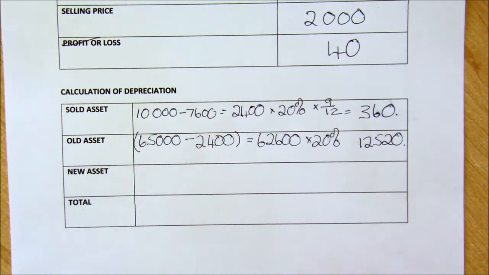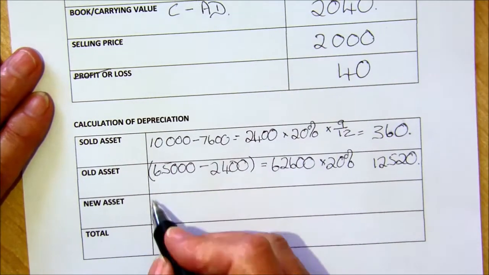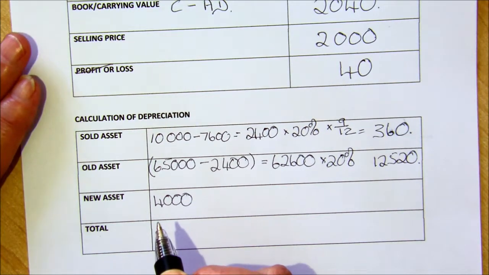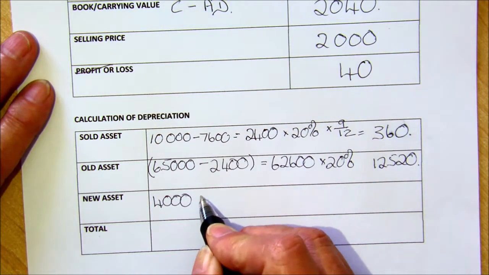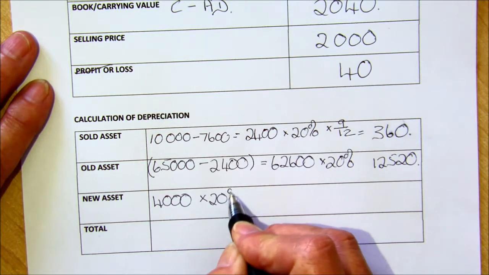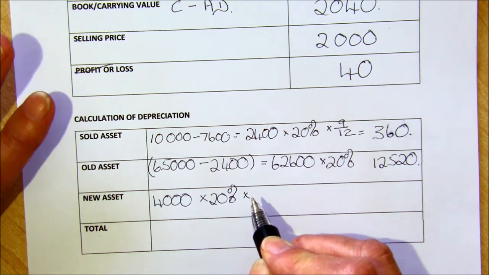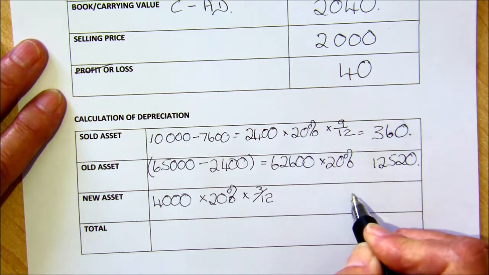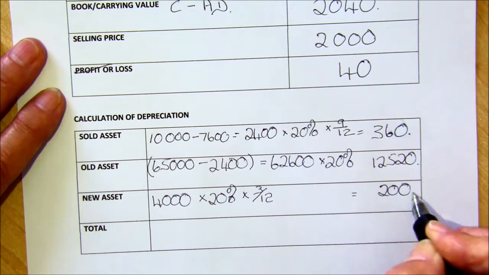And then the new asset, remember that new equipment that they told us we had bought, which cost us 4,000 Rand. So that was 4,000. It's never been depreciated because it's just been bought, so there's no accumulated depreciation to subtract from it. It's times the 20%, but you only bought it on the 1st of December. So you've had it for December, January, February, 3 out of the 12 months. And so your depreciation here comes to 200 Rand.